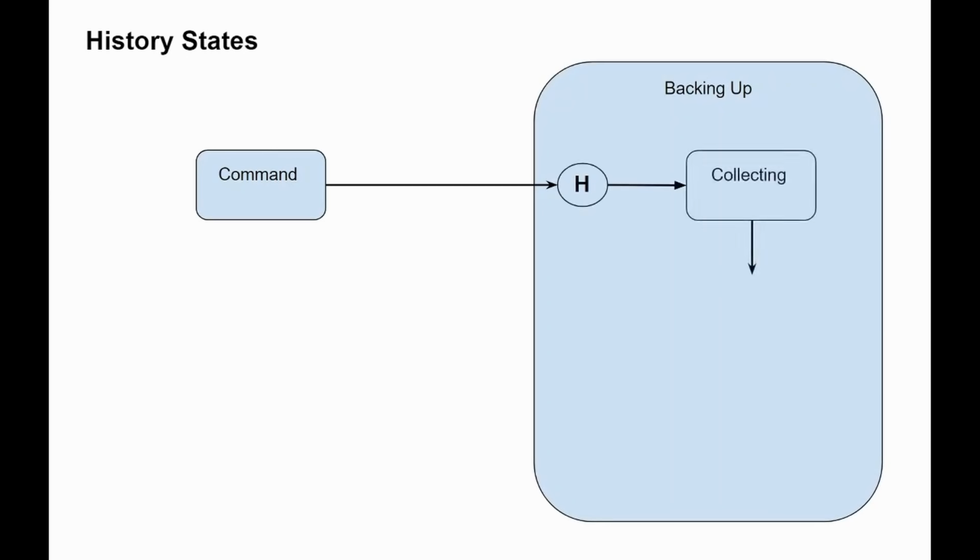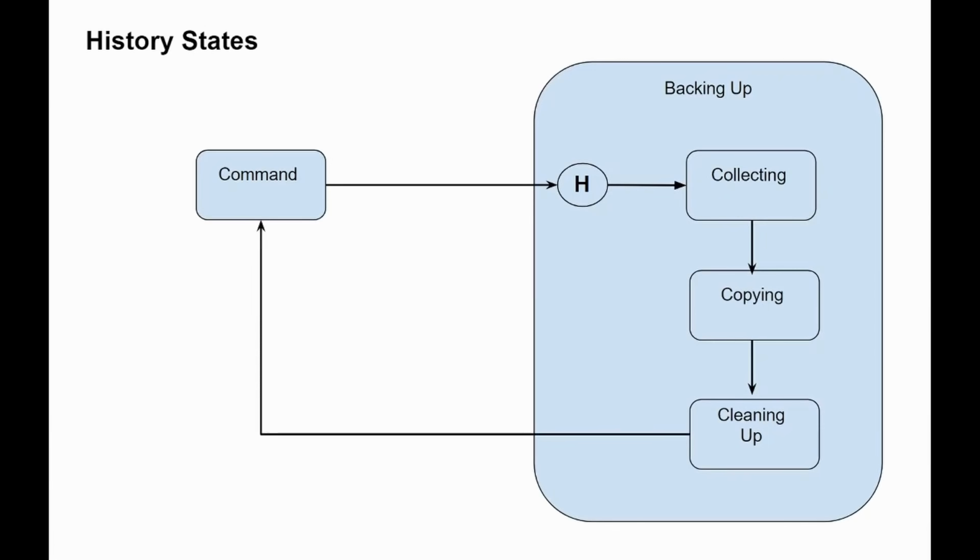History states allow the state machine to re-enter the last substate that was active prior to leaving the composite state. A history state is indicated by a circle with the letter H inside.